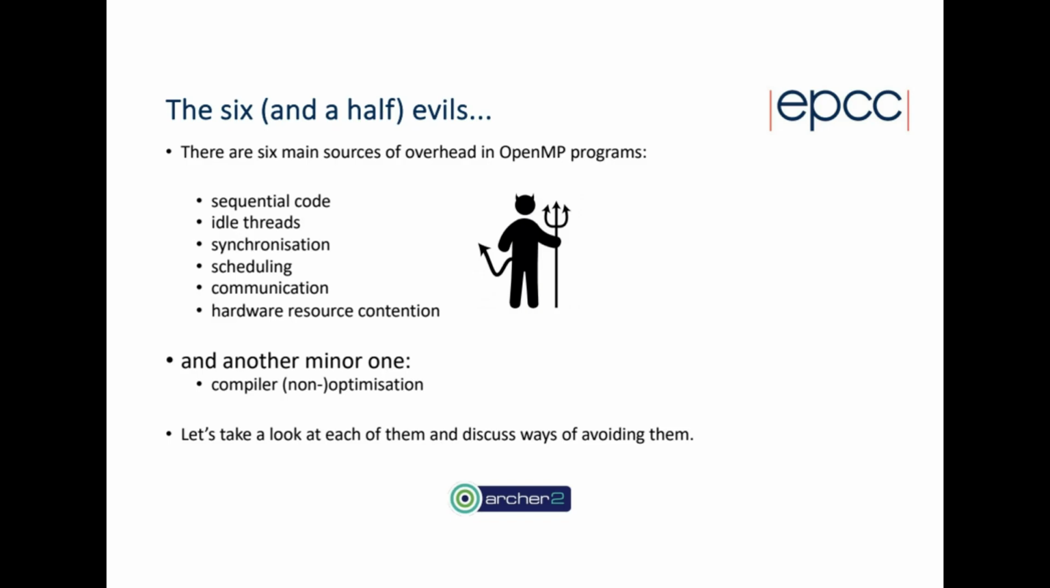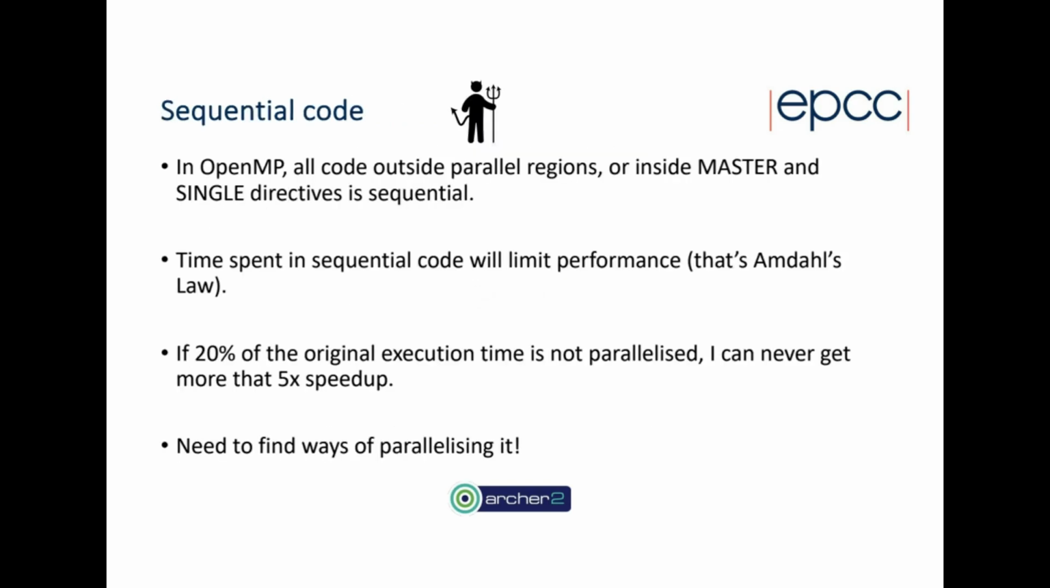So there's six and a half different categories, which we'll go through in more detail. Those are sequential code, idle threads, synchronization, scheduling, communication, and hardware resource contention. And the half is compiler non-optimization, which we'll look at at the end. So let's have a look at each of these possible problems, what causes them, and possible ways to avoid them.